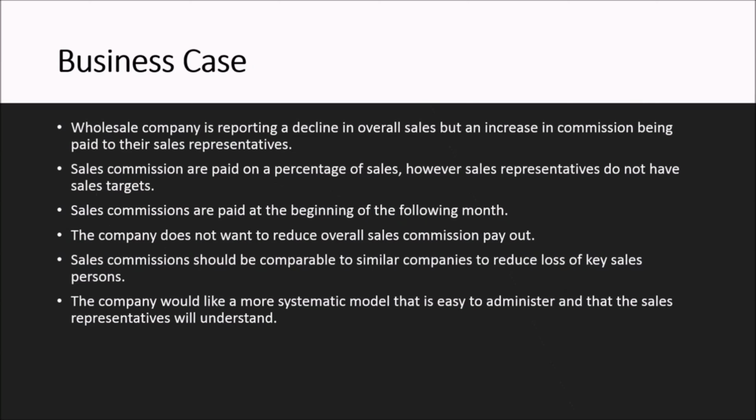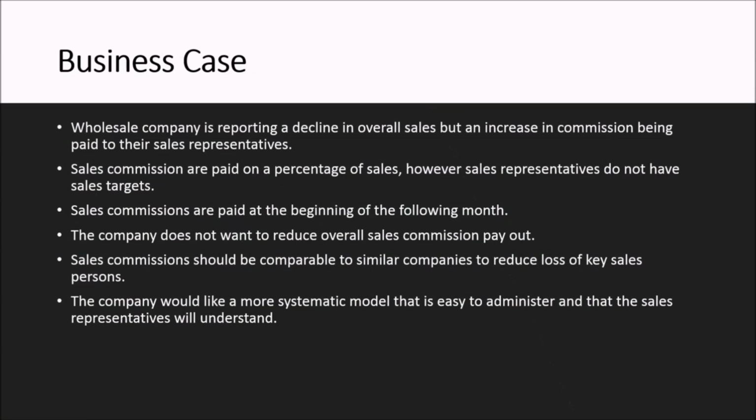So if other companies would normally have their sales representatives make $5,000 at the end of the month, they wanted to make sure that they were not paying their salesmen $3,000 because they know that they would leave. So that was not the intent. The intent was not to reduce the overall commission of the salesperson.